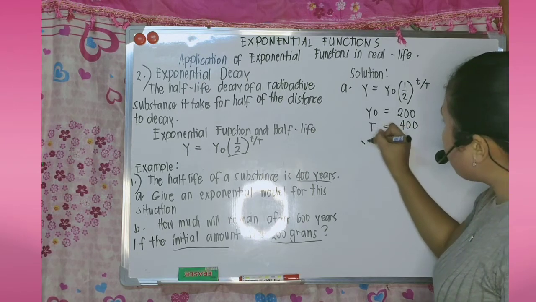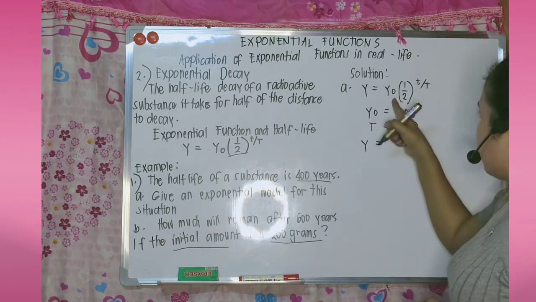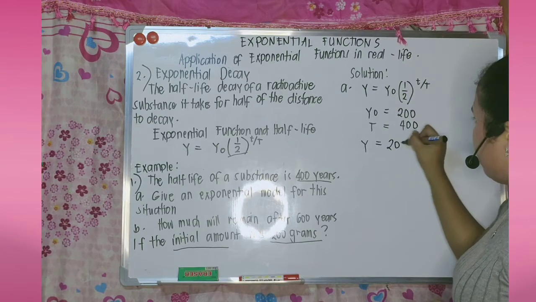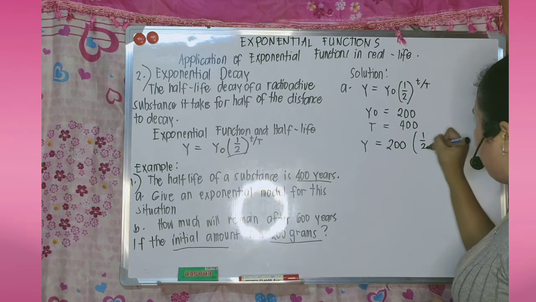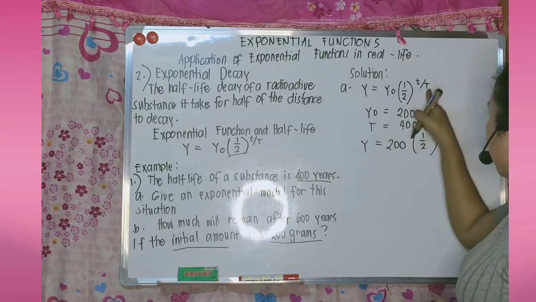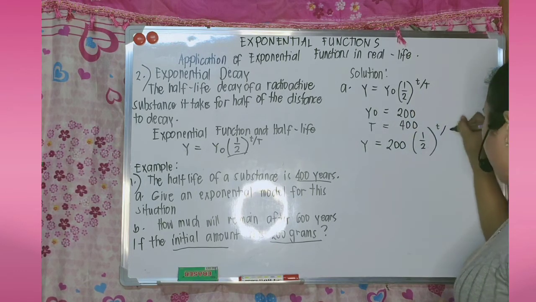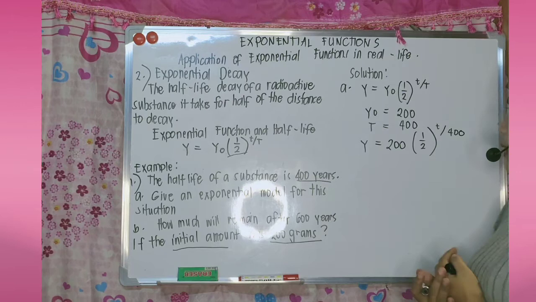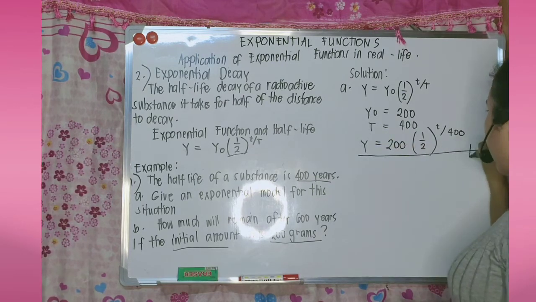So, after writing all the given, substitute into the given equation. So, we have y equals, yung y sub 0, palitan natin ng 200. Then, copy 1/2. Then, t over, yung half-life natin is 400. Okay po, so ayun na siya. So, now, ito na po yung exponential model natin.